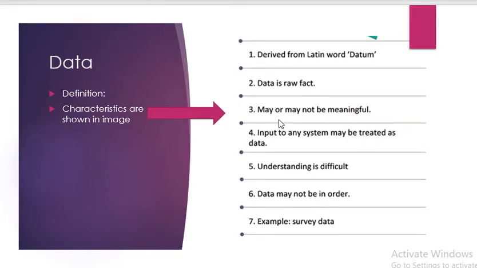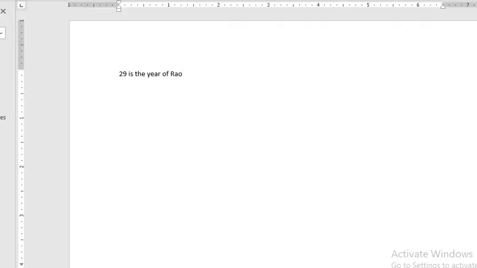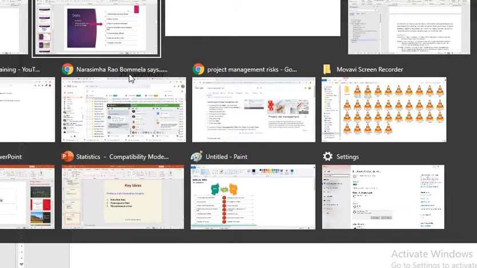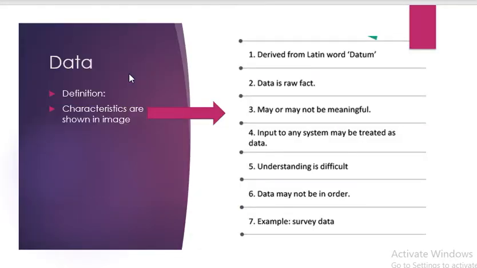So, that's why we mentioned here: data may or may not be meaningful information. So what does it mean by meaningful? 29 is meaningful raw data. But if you take this one, what is that? It is not a meaningful one. We convert a non-meaningful one into meaningful by processing it. Okay, so there's some basic information. This is also data and this is also data. These two are data in raw form. When we process it by using some statistical tools or some analytical tools, we get some meaningful information out of it.